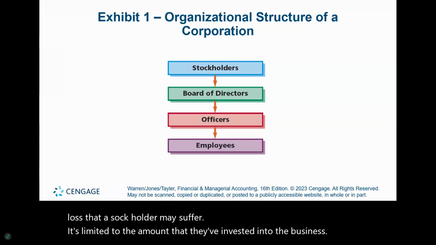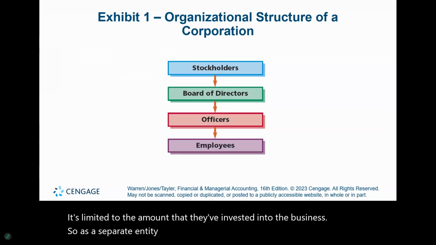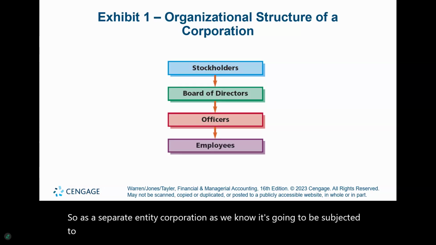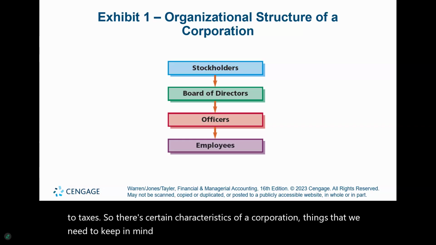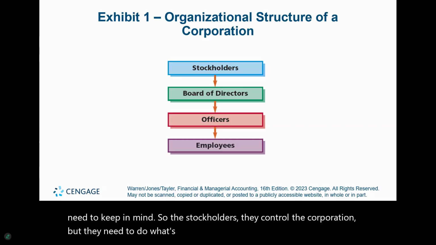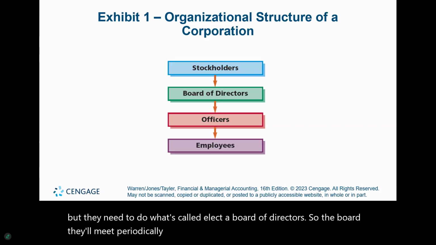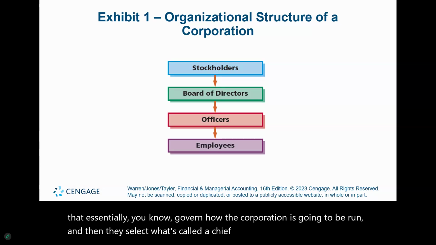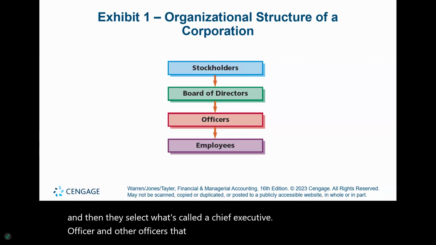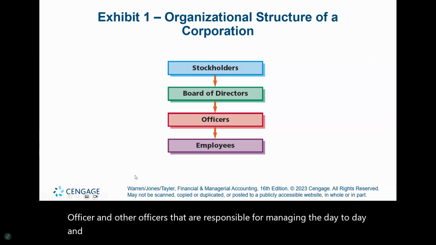So as a separate entity, a corporation, as we know, is going to be subject to taxes. There are certain characteristics of a corporation, things that we need to keep in mind. The stockholders control the corporation, but they need to elect what's called a board of directors. The board will meet periodically and establish the corporate policies, so the rules that essentially govern how the corporation is going to be run. And then they select what's called a chief executive officer and other officers that are responsible for managing the day-to-day, and then they have employees.